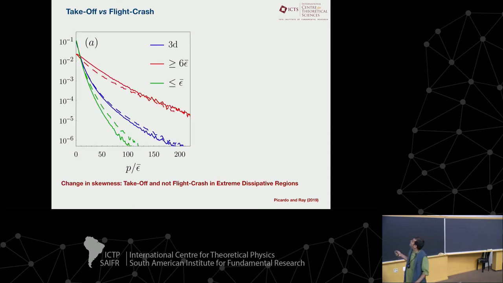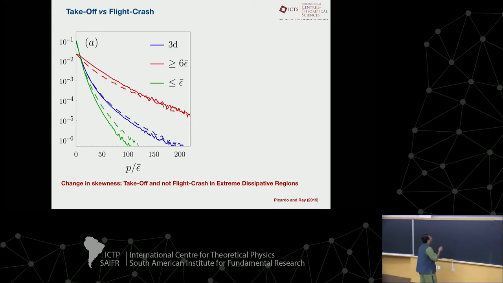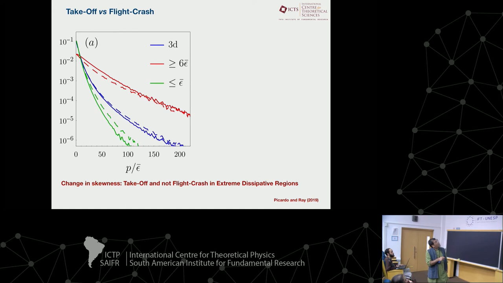To understand this, we looked at conditioning the PDF of P based on whether the trajectory is in a region of extreme events. The red shows when it's only in places in the Eulerian flow where the dissipation is 6 times more than the average. The green is when it's in regions which are less than the average. And blue is what people would normally measure in an experiment.